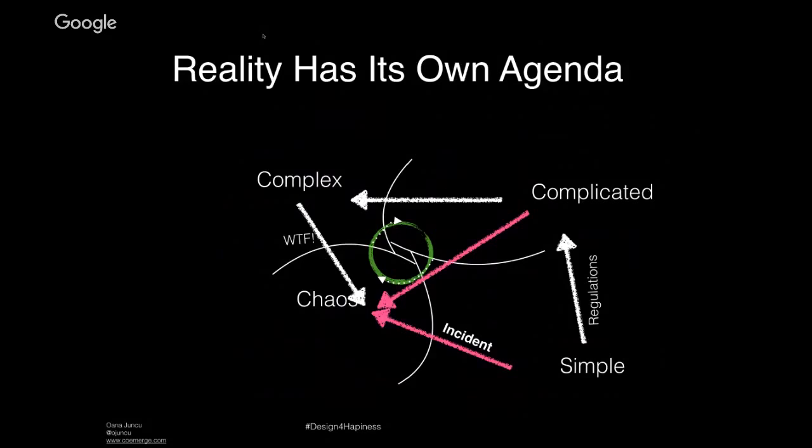From simple regulations, complicated to complex, when we realize that actually we don't have any good practices. From complex to chaos, where we don't know exactly what is happening, or there's an incident. From simple to chaos by an incident, and so on.